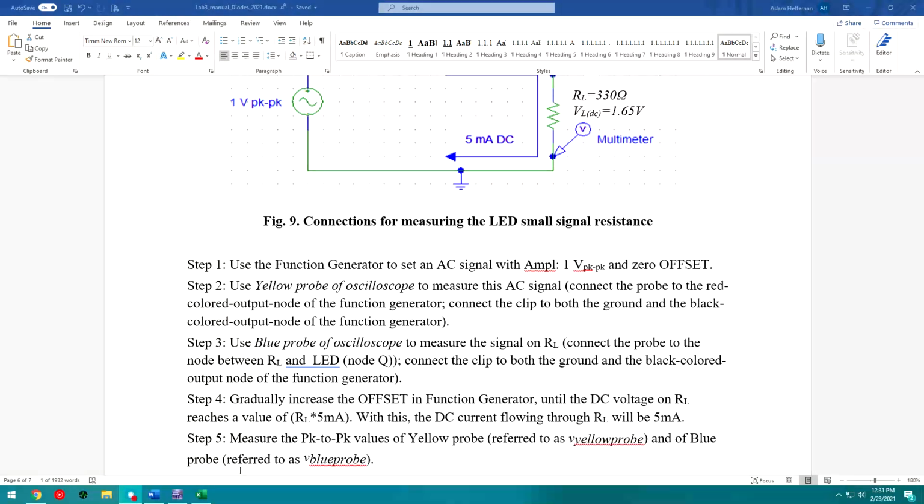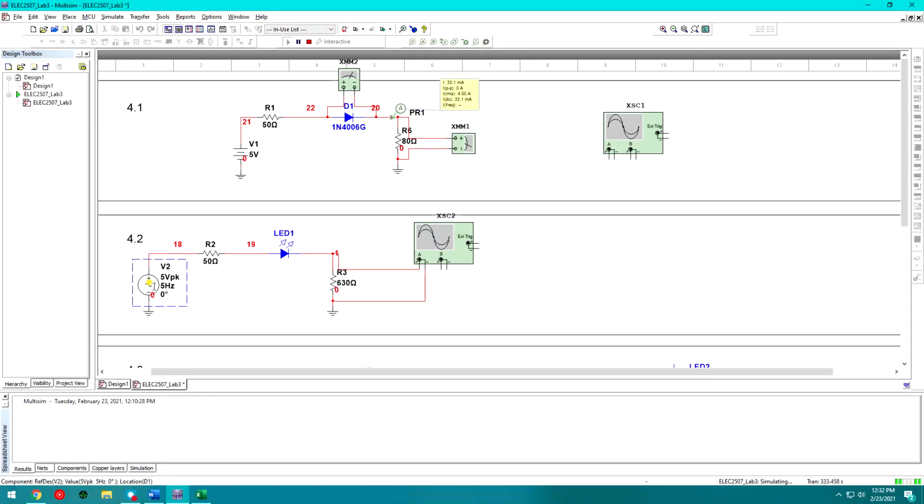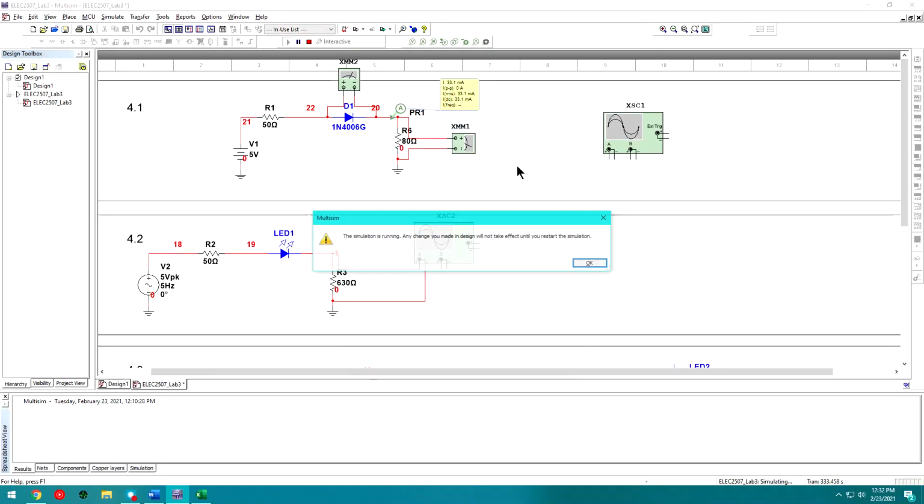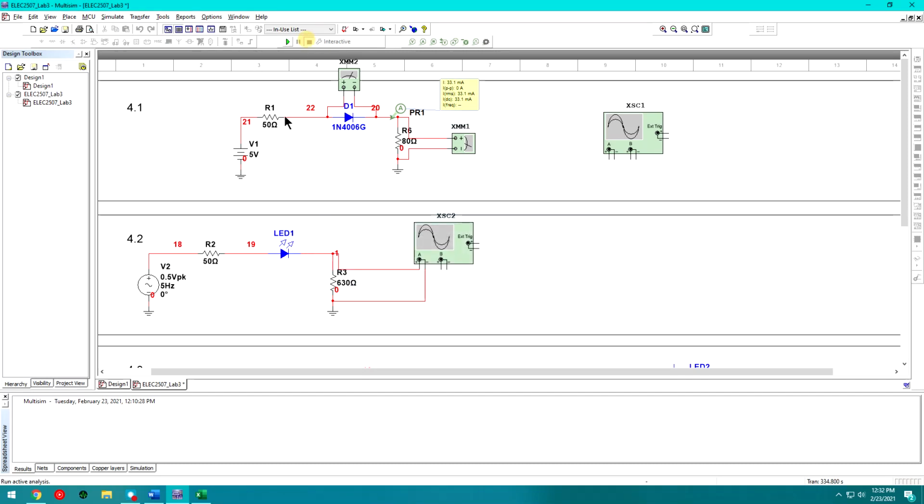In my case, I'm using a load of 630 ohms multiplied by 5 milliamps, and that will give me approximately 3.15 volts. So that's the number that I'm looking for. That's my magic number on the DC portion of the load to actually give me what I need. So I'm going to go ahead and switch this to a 1 volt peak to peak signal, which is 0.5 volts peak. Go ahead and stop for now.